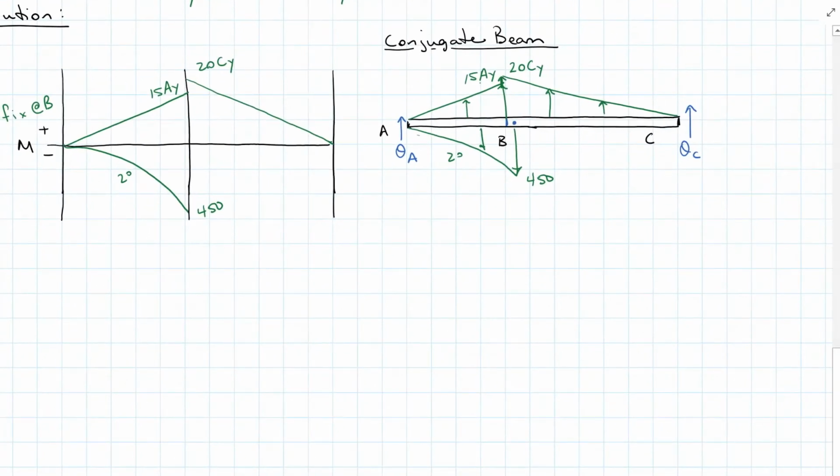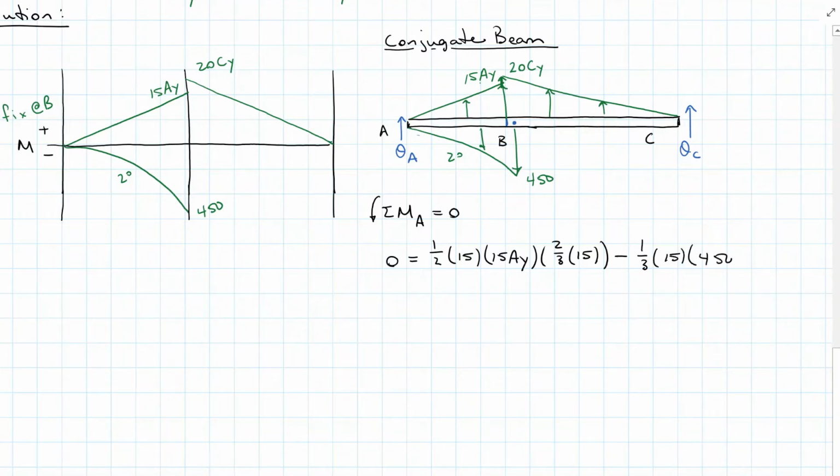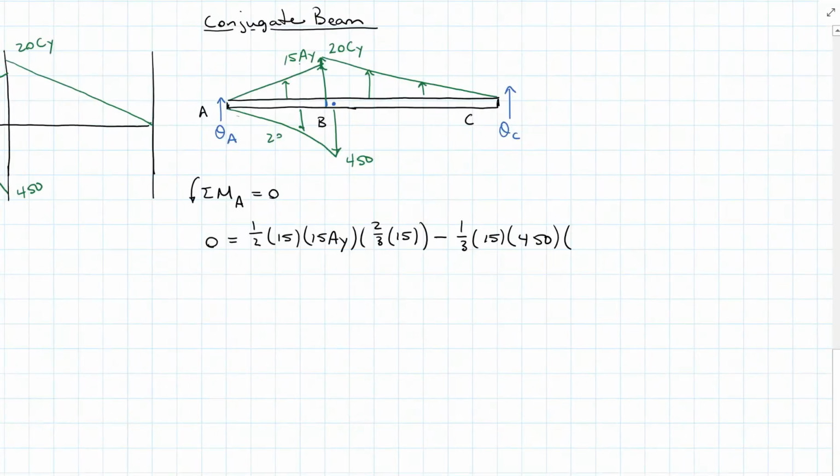I'm going to start by summing moments about A. And I will have 1/2 base times height times 2/3 of base for my first triangle, and that is going counterclockwise, and then I'm going to subtract my parabolic slice here, so that is 1/3 base times height times the distance to its centroid from A. And then my last triangle.